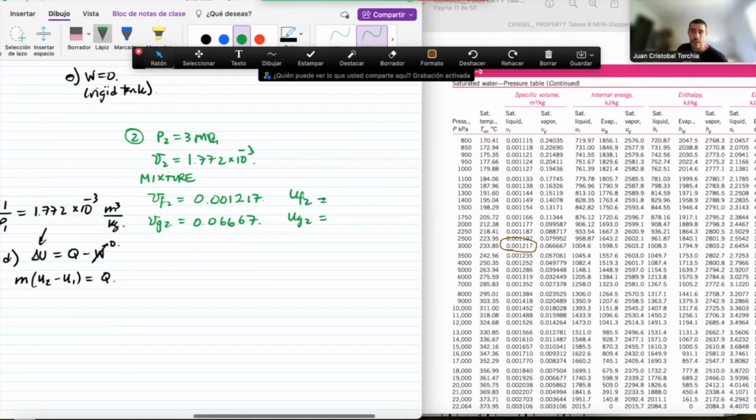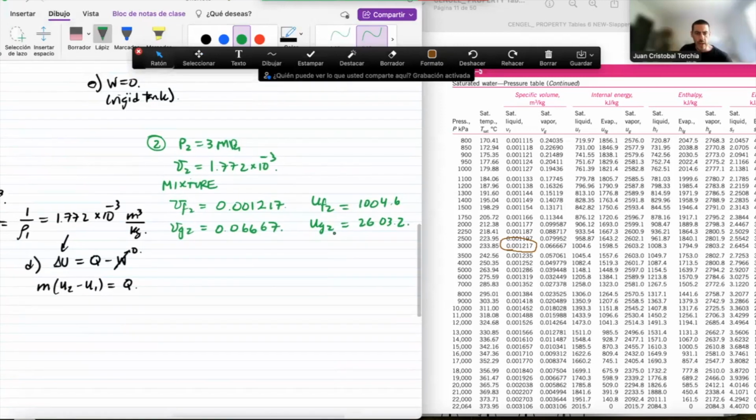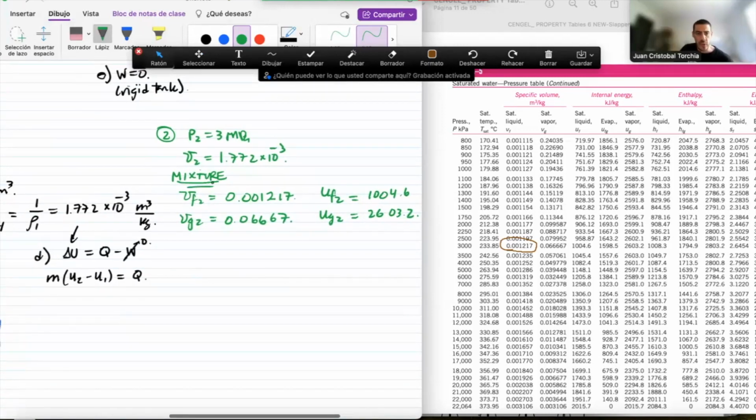Now that I'm there, I'm going to write uf2 and ug2, because maybe I'm going to need them in order to calculate u2. Those values are 1004.6 and 2603.2. Okay, so I already have those numbers. If it's a mixture, you should always get the quality. So let's get the quality.